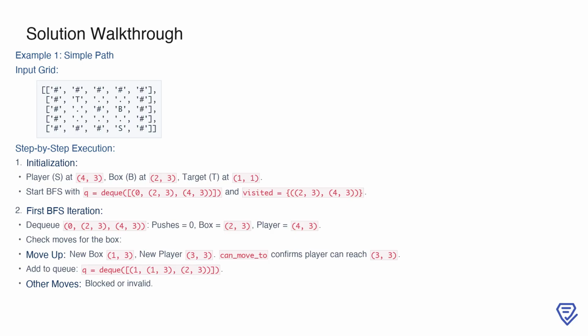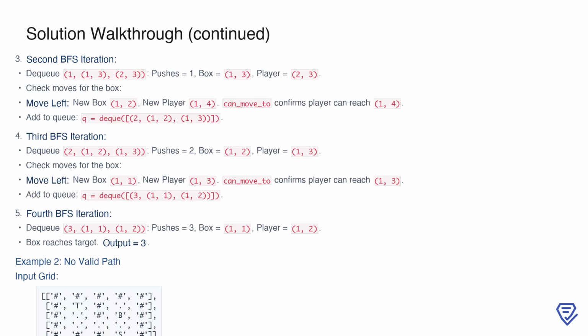During the first BFS iteration, we process the state where the box is at 2, 3, and the player is at 4, 3, with 0 pushes made so far. For each possible move of the box, we check if the player can reach the position required to push the box. When attempting to move the box up to 1, 3, the player needs to reach 3, 3. The can_move_to function confirms this is possible, so we enqueue the new state with 1 push, the box at 1, 3, and the player at 2, 3. Other directions for the box are either blocked or invalid, so we skip them.